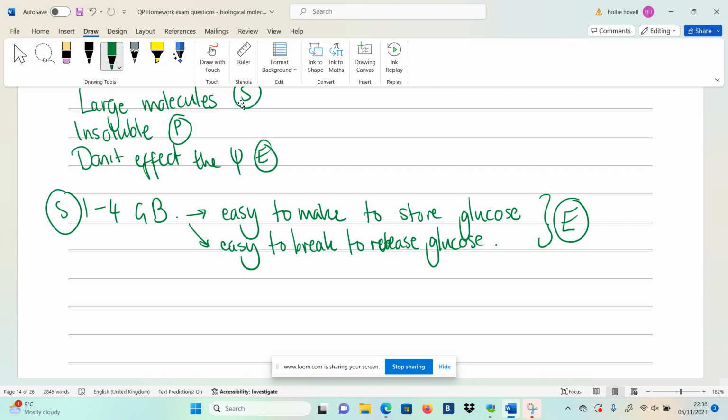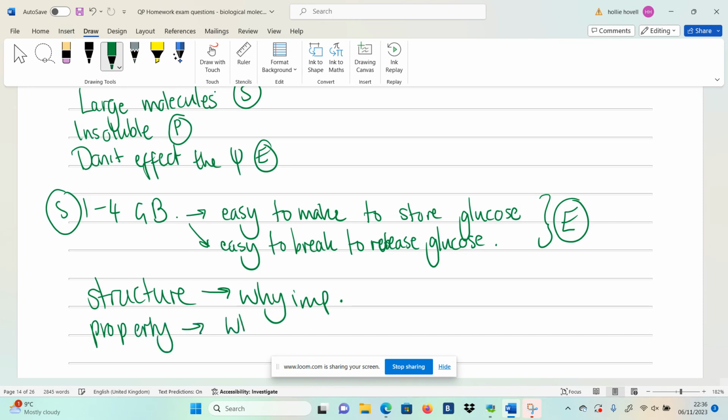So what you need to get in the habit of doing is every time you talk about a structure, name the structure and say why it's important. Okay, that's your explain. Then you might mention a property, and then you need to say why it's important as your explain. Okay, and that's the pattern you need to get into.